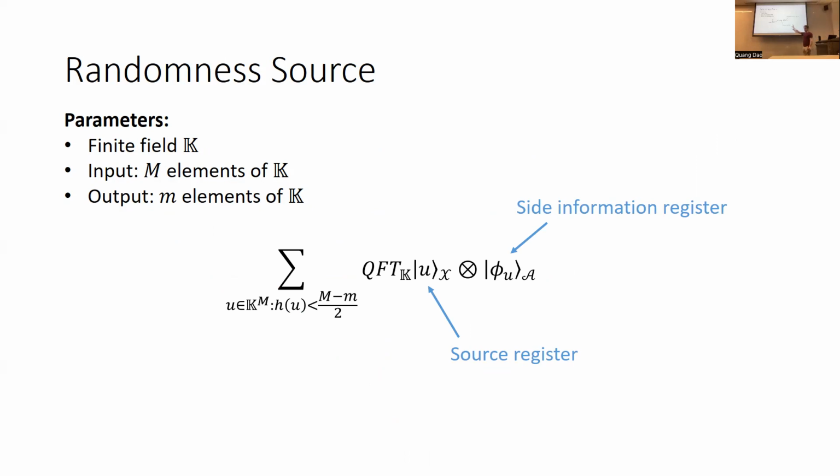I know this looks intimidating, especially if you're not used to quantum notation. Let me break it down for you. This piece over here is the source register. This is what we're going to apply the extractor to. This piece over here is a side information register that the adversary is going to get after we do the extraction. These two are entangled, so the side information register has some information about the source of entropy.